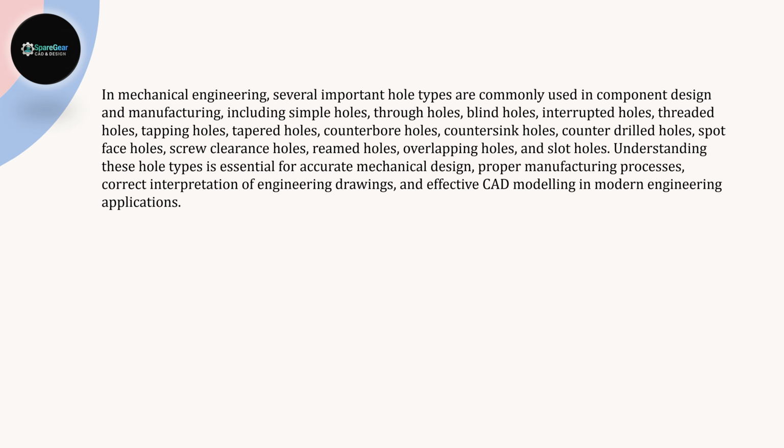In this session, we studied the different types of holes used in mechanical engineering. We explored basic hole types such as simple holes, through holes, and blind holes. We also examined specialized holes including threaded holes, tapered holes, counterbores, countersinks, and reamed holes. Finally, we discussed hole configurations such as spot face holes, clearance holes, overlapping holes, and slot holes. Understanding these hole types is essential for mechanical design, manufacturing processes, engineering drawings, and CAD modeling.